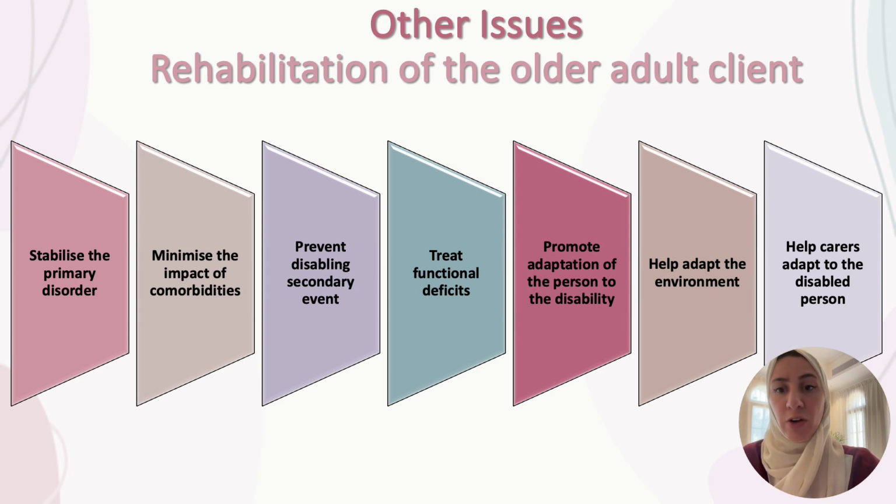Help to adapt to the environment. This means modifying the surroundings to support independence and safety, like installing grab bars and ramps at home for someone using a walker. Finally, we have to help carers to adapt to the disabled person. This includes educating and supporting the caregiver to meet the new care needs, like training a family member on how to safely transfer, for example, a stroke patient from bed to chair.